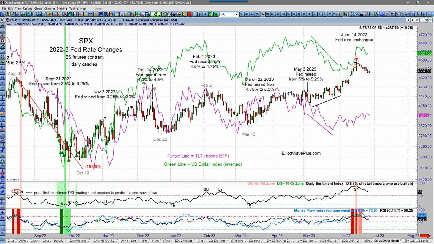Here's one where they raised, it was 1 day after a peak and the market just continued down. Here's one they raised, the market went up 1 day and then went down for a couple of months. Here's a raise, the market went down for 2 days and then continued up. Here's a raise and the market went down for 1 day and then continued up.